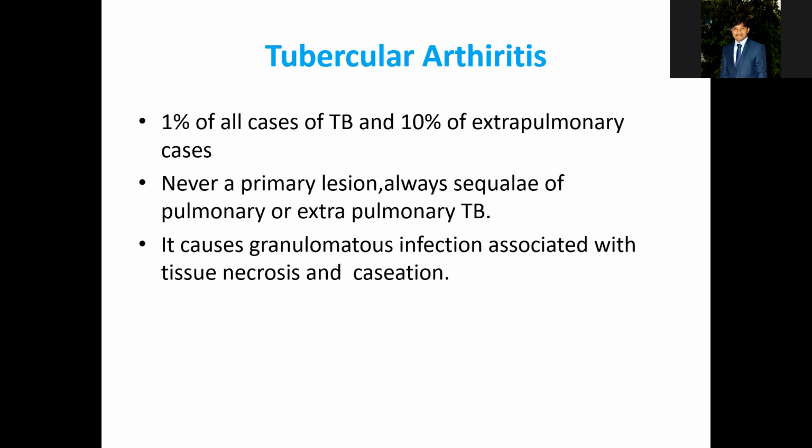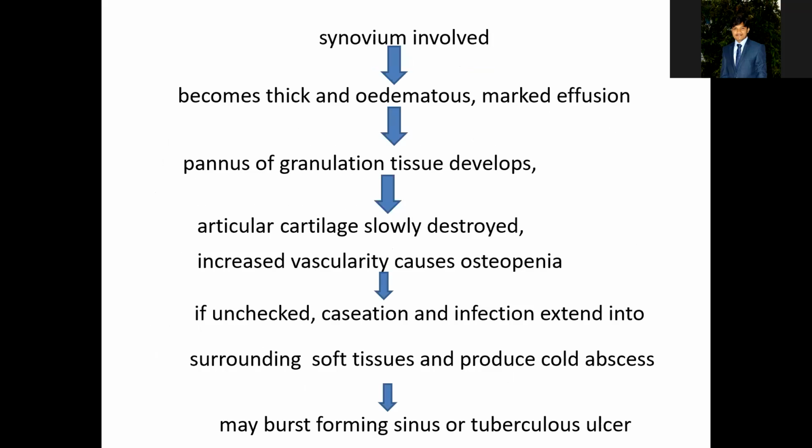Tubercular arthritis occurs in 1% of all tuberculosis patients or 10% of the extrapulmonary cases. It is always a sequela to pulmonary or extrapulmonary TB. It causes granulomatous infection with tissue necrosis and caseation. The synovium is involved. It becomes thick and edematous with marked effusion. Pannus of granulation tissue develops, causes articular damage, and the increased vascularity causes osteopenia.